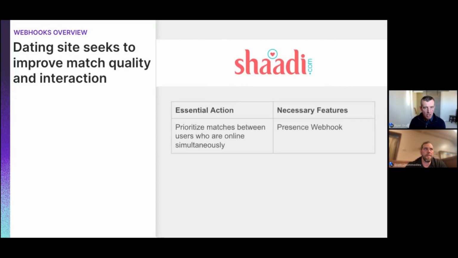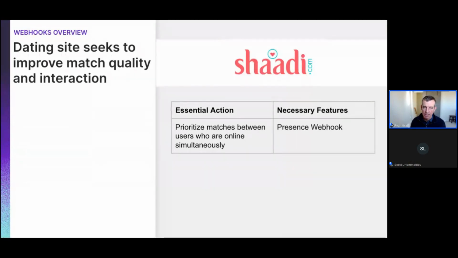So we worked with them to develop the presence webhook, which of course is now available to all of you, to help them prioritize matches between users who are online simultaneously. So I might be a Shadi user. I log on. Shadi knows that I've got 10 potentially great matches in their queue, and they prioritize any of those. But they believe, and we believe with them, that the match will be more robust and tighter as a user if I'm presented with people who are also online at the same time. And so obviously the presence webhook makes that possible.